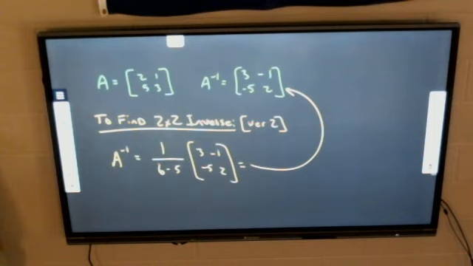So using the formula is a lot quicker, a lot faster. However, we could take the longer version and apply it to a 3x3, a 4x4, whatever size we want. So you can only do this one with 2x2. This only works for 2x2, correct.